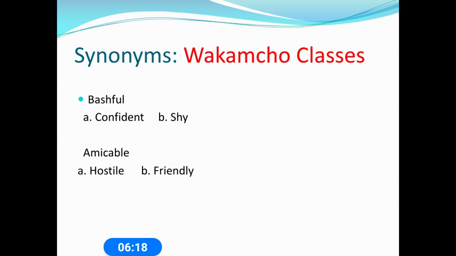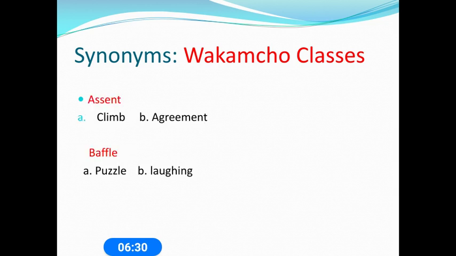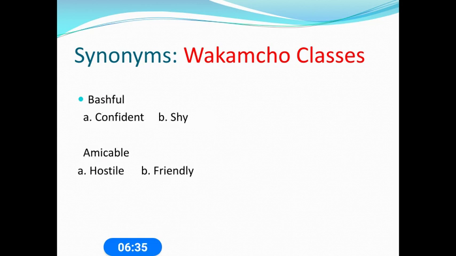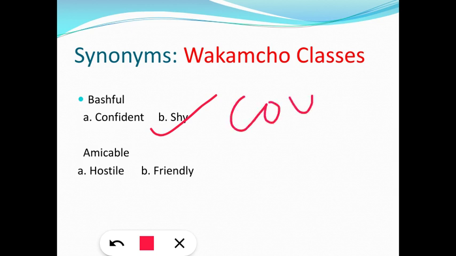Bashful. Now, what would be the synonym for this word? Options: A, confident; B, shy. So the correct option would be B, shy. S-H-Y, shy. Another synonym for the same word is coy.